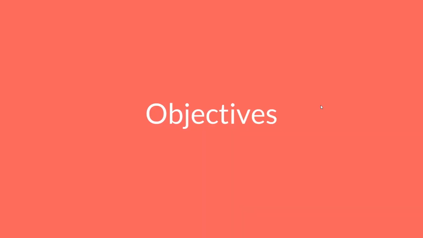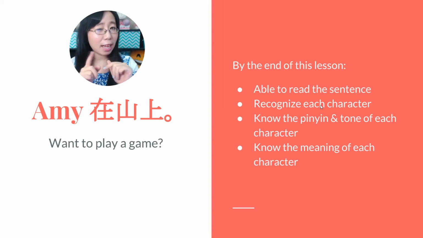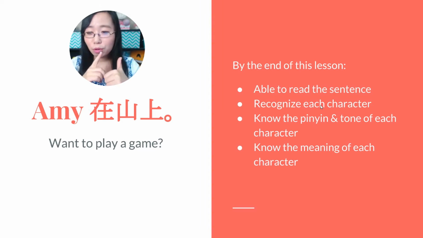So what are our objectives of this lesson? We are going to play a little game. Our goal for this lesson is that by the end of it, you are going to be able to read the sentence, recognize each character, know the pinyin and tone of each character, and know the meaning of each character. Are you excited? I am super excited. So let's go ahead and get started.